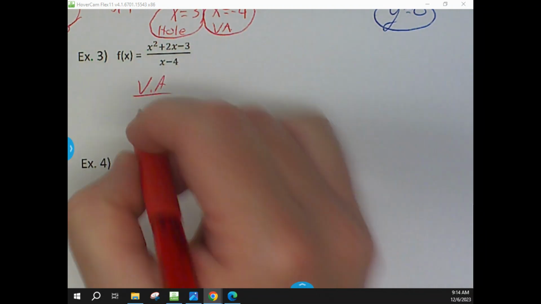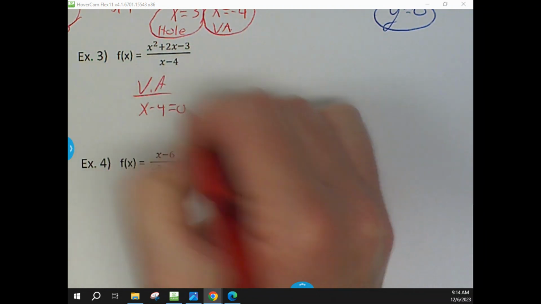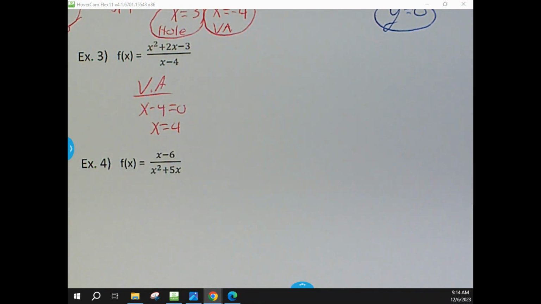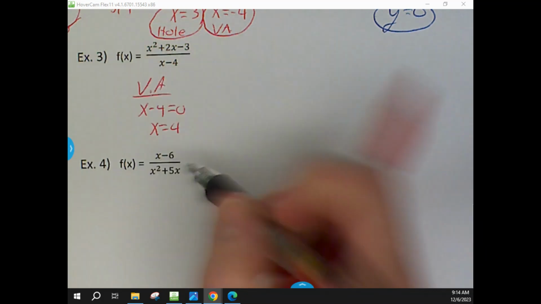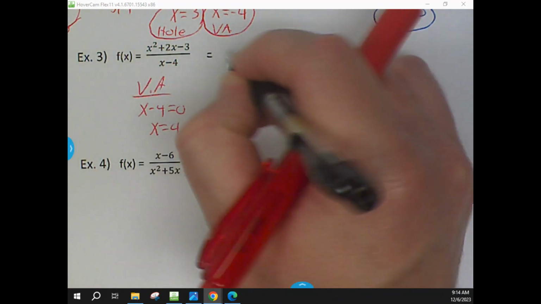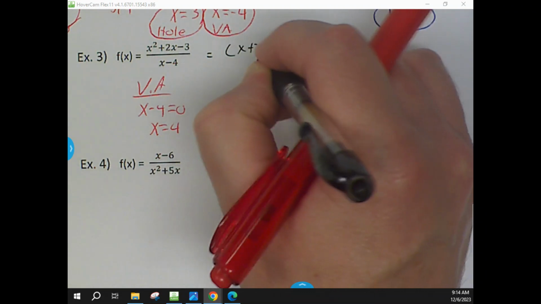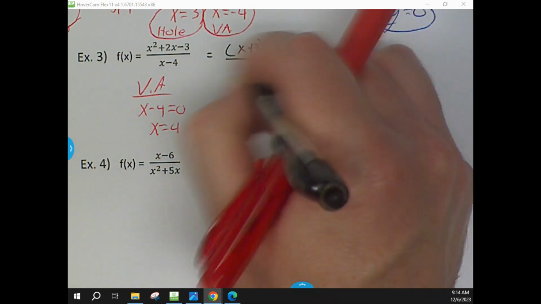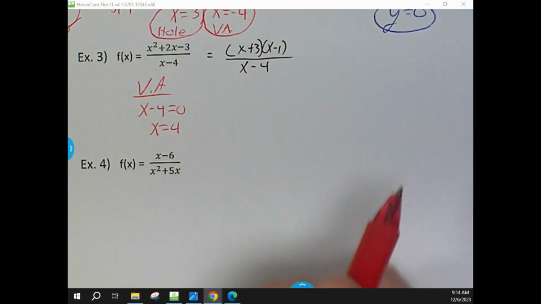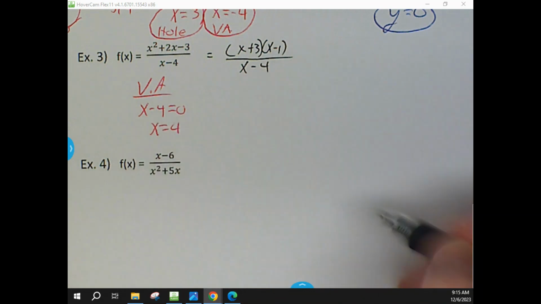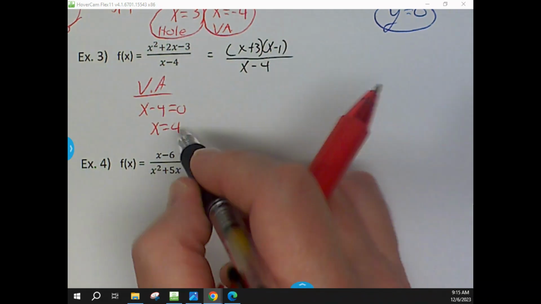All right, so again, vertical asymptotes, that's just x minus 4 equals 0. So that's x equals 4. Now there's nothing in the bottom we can factor out, but could we factor out the top part on that one? I think it would be this, right? Okay, so again, we know nothing's going to cancel, so that's not a hole in the graph. There's nothing that we can do for that part. So that one's just straight up a vertical asymptote.